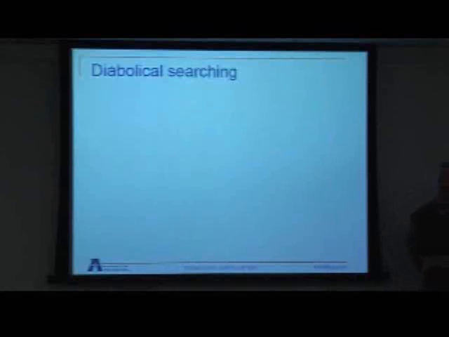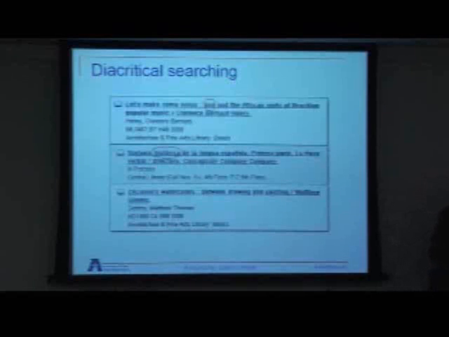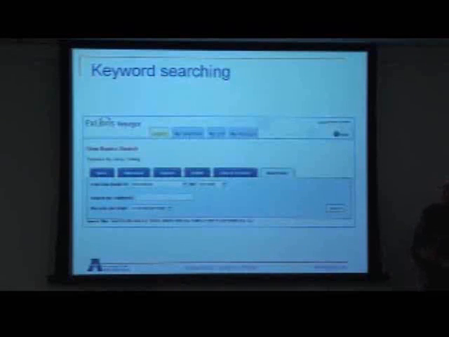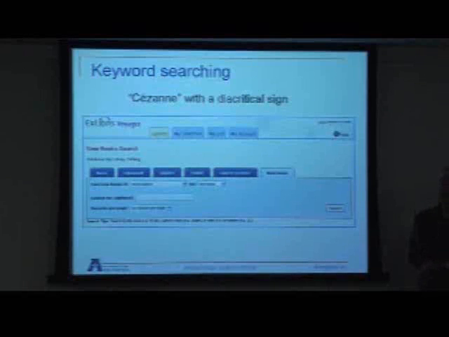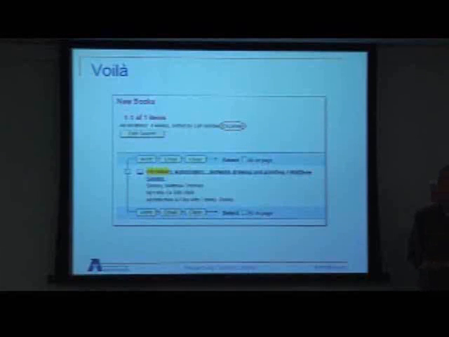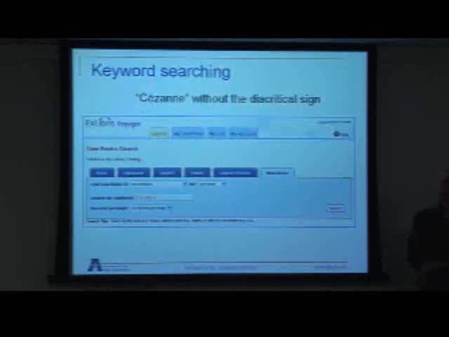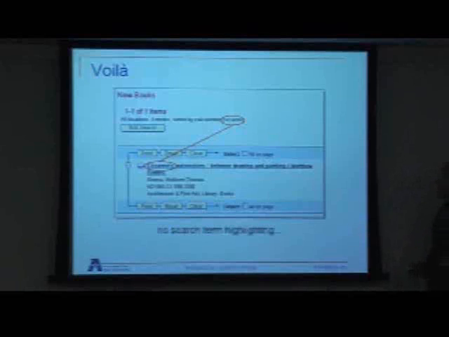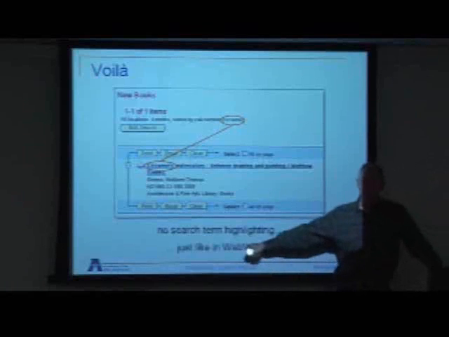The next thing we're going to talk about is diacritics. Those are those things that people never worry about, but it is very important, right? And with the new books list, if you search the painter Cezanne with a diacritical sign, as expected, you're going to find that, and the search term is going to be highlighted. If you search without the diacritic, it's also going to find it. You'll notice that the search term is not highlighted here, but you'll also notice that that's just like in Web Voyage.